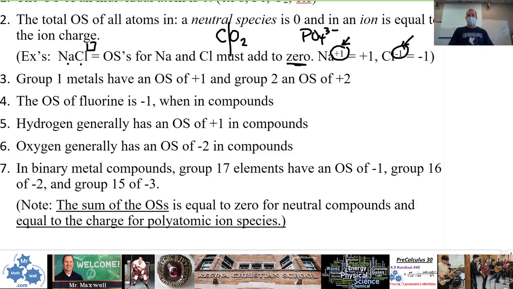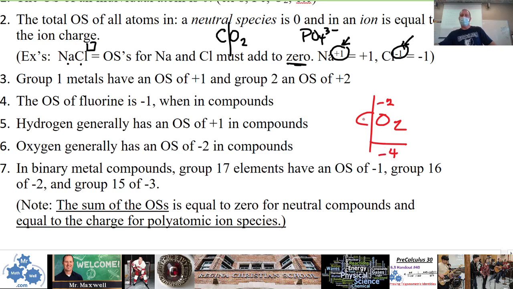Hydrogen generally is +1. Oxygen generally -2. There are some exceptions, but most of the time you can bank on hydrogen being +1, oxygen being -2. So like I say, if we have CO2, this is what this means. Each oxygen has an oxidation state of -2, and there are 2 of them, so overall they have a -4 charge.